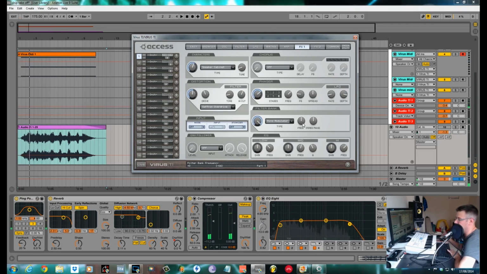I'm going to boost the lows, +4 dB, the mids about the same, +4 or 5, pull the highs back, and the frequency of the highs back to the same amount, about 11 o'clock.